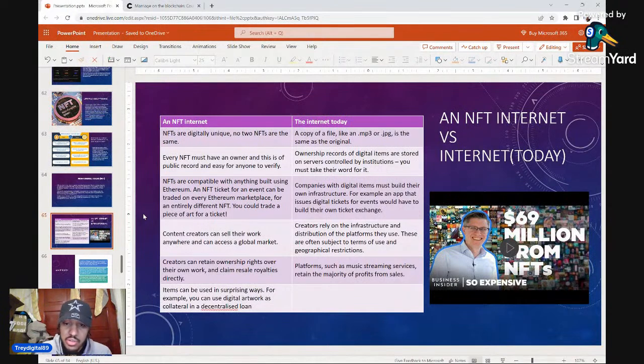It's the same thing. Creators rely on the infrastructure and distribution platforms they use. These are often subject to terms of use and geographical restrictions. Now, with that, it was a perfect example with what Tory Lanez said.